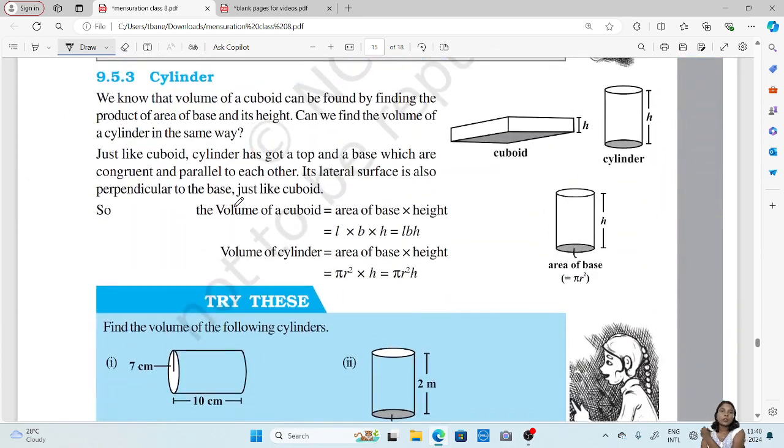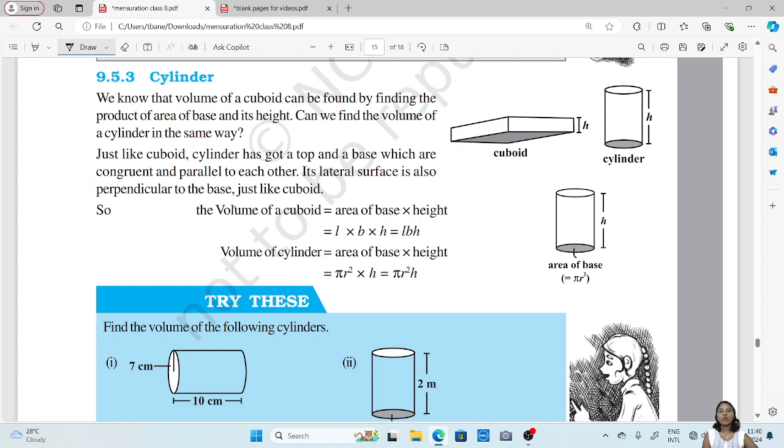Now let's talk about the cylinder. We know that volume of a cuboid can be found by finding the product of area of base and its height. Can we find the volume of a cylinder in the same way? Yes. Just like a cuboid, a cylinder has a top and a base which are congruent and parallel to each other. Its lateral surface is also perpendicular to the base, just like the cuboid.